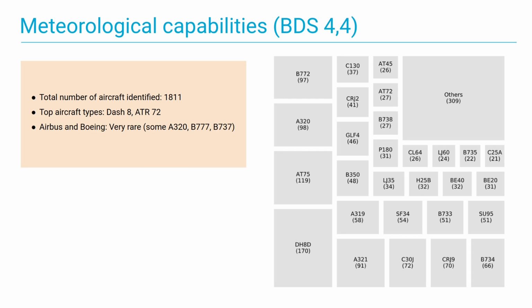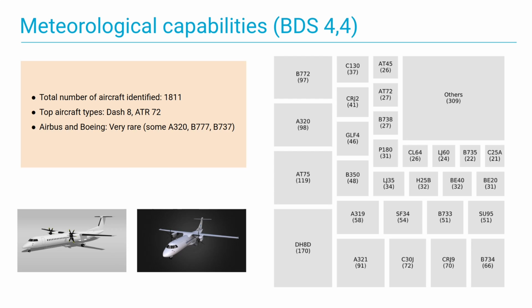Sometimes it is also interesting to know the meteorological capabilities of the aircraft. In a few of our early studies, we found that wind and temperature captured by aircraft can be a rather important information. In this figure, on the right hand side, you see the number per aircraft type, which has at least the BDS 44 code enabled. The total number of aircraft is around 1800 compared to a total of 50,000 aircraft in the dataset.